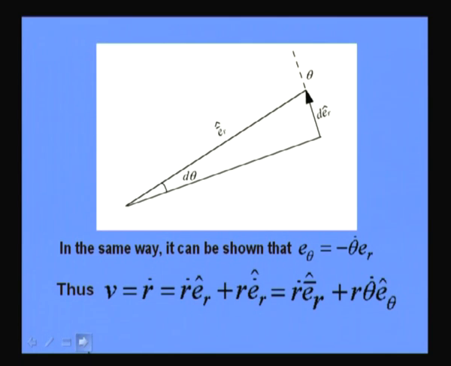Therefore, velocity has two components. One component is along the radial direction, and that is nothing but dr by dt, the change in the radius, plus another component along the theta direction, and that component is r times theta dot.